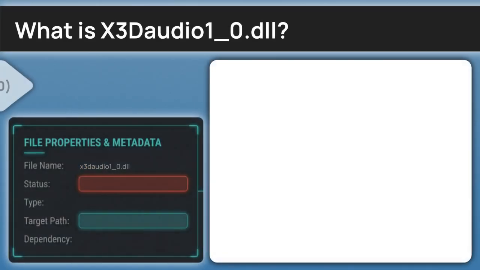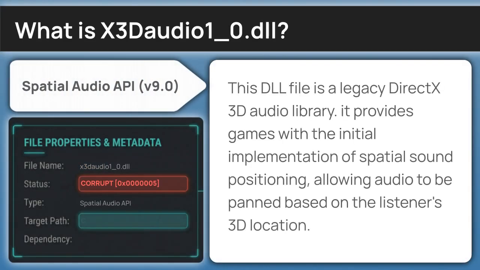This DLL file is a legacy DirectX 3D audio library. It provides games with the initial implementation of spatial sound positioning, allowing audio to be panned based on the listener's 3D location. Now that you have the context, let's move into the repair process with a fresh installation.